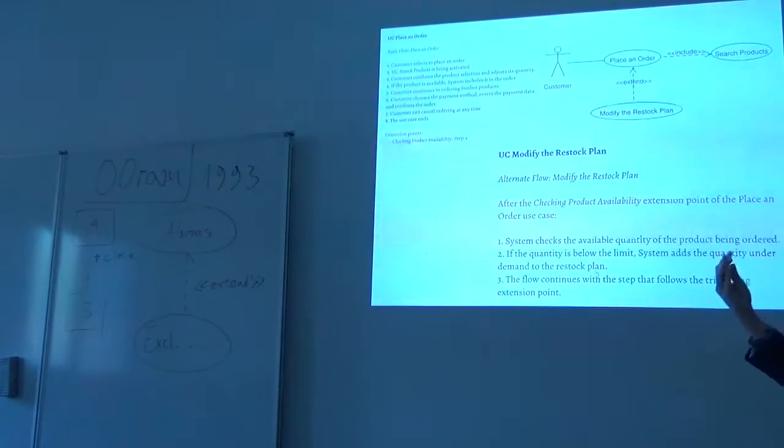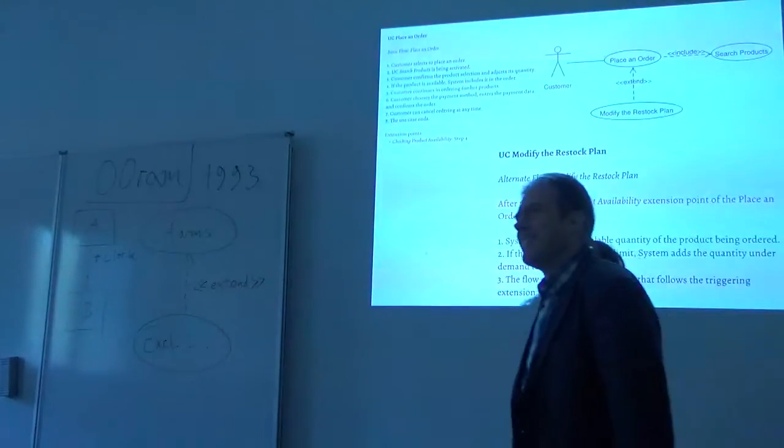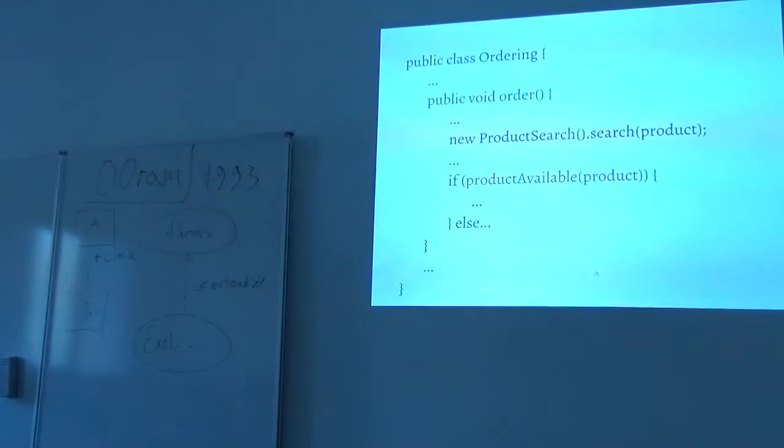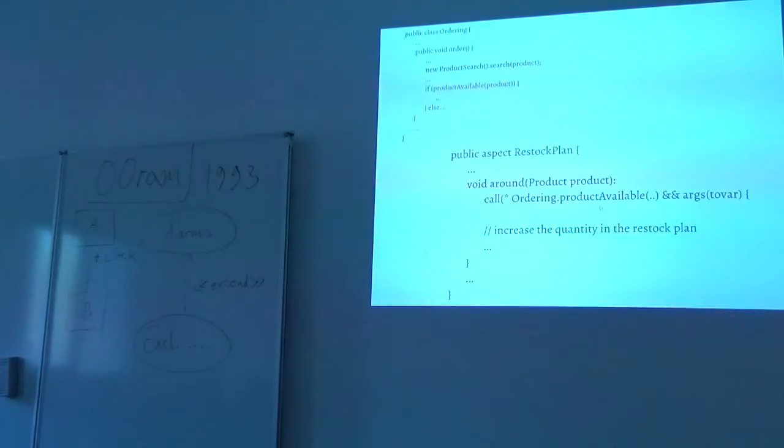Of the after type, after, like not before, not around, but after. Okay, so you clearly see that this is just like aspect-oriented programming. This is something that we know. So I'm just reminding you of this. And we know that in implementation we can proceed like this and target this join point by an aspect that could look a bit like this.